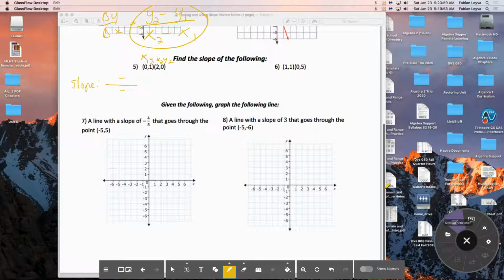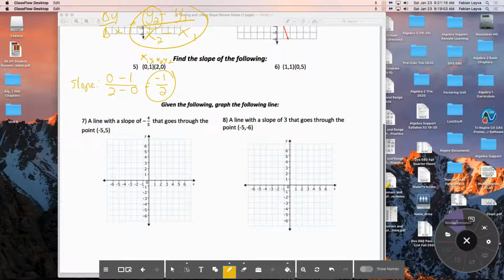So what goes here again? y2. y2 in this situation is 0 minus 1. And then x2 is 2. And then x1 is 0. So all that's left is the math. 0 minus 1 is negative 1. 2 minus 0 is 2. So my slope is negative 1 over 2.